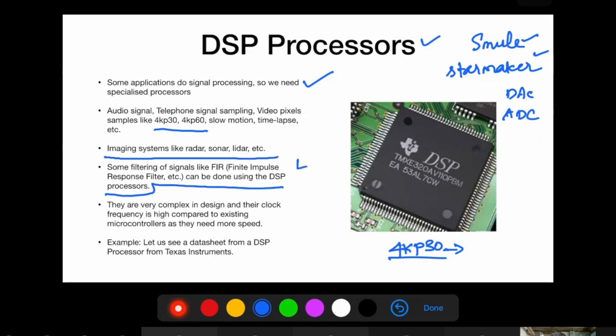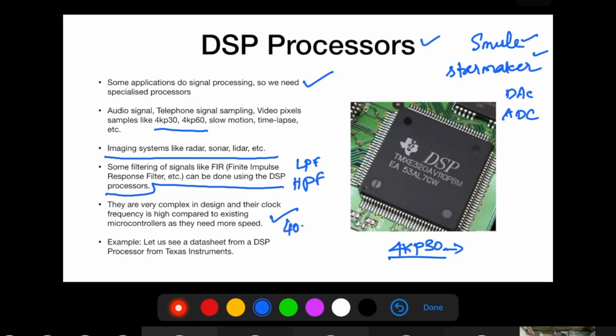Filters we generally call LPF, HPF: low pass filter, high pass filter. Low pass filter means allowing the lower frequencies. High pass filter means allowing the higher frequencies. But they are very complex in design and their clock frequency is high compared to existing microcontrollers, as they need more speed. Since these DSPs need more speed, we need a higher processing clock frequency. That means their clock frequency will be from 400 megahertz to 1 gigahertz. These are the speeds of these processors.